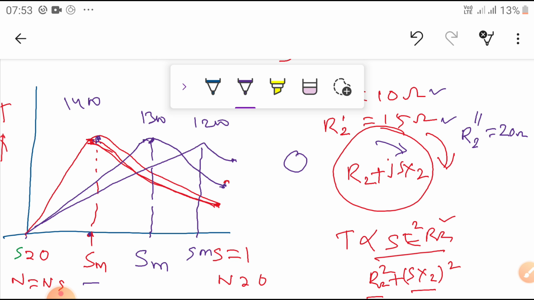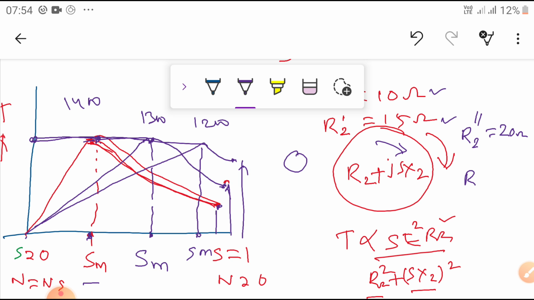Okay, the T maximum is the same. The magnitude of the maximum torque is the same, independent of R2, but the slip for maximum torque increases with increase in R2. So as R2 increases, this is one stage, this is another stage, this is another stage. The starting torque increases. You can see this is the starting torque for the first case, this is the starting torque in the second case, this is the starting torque for the third case.